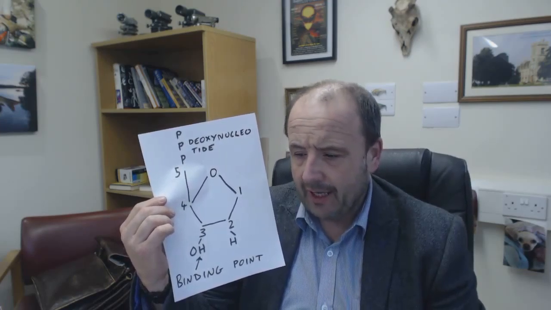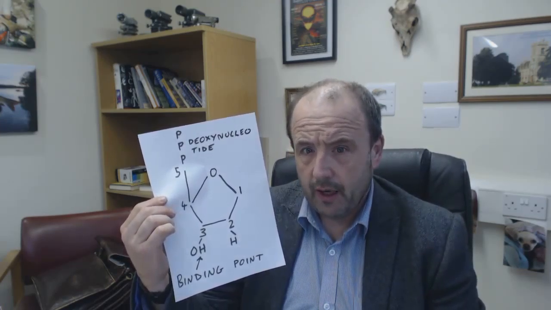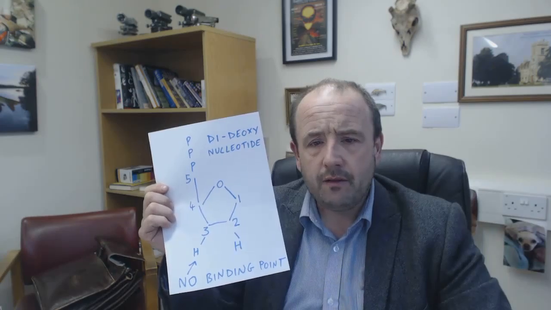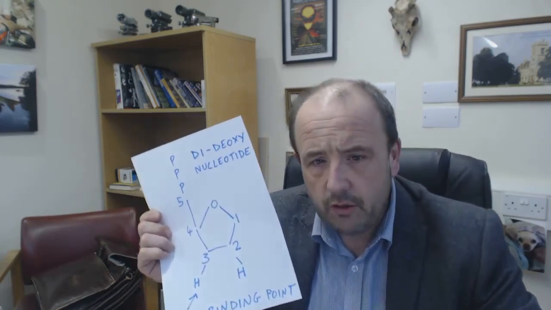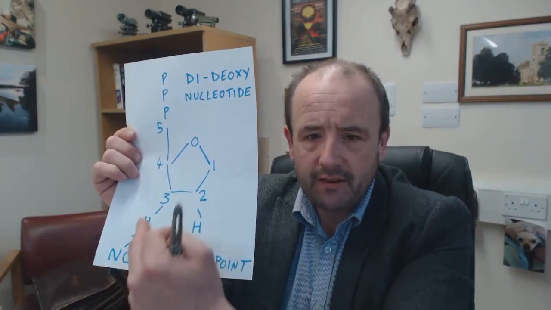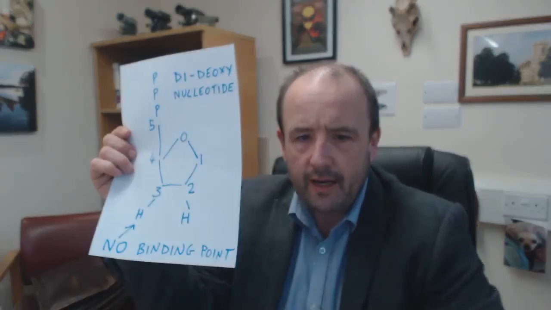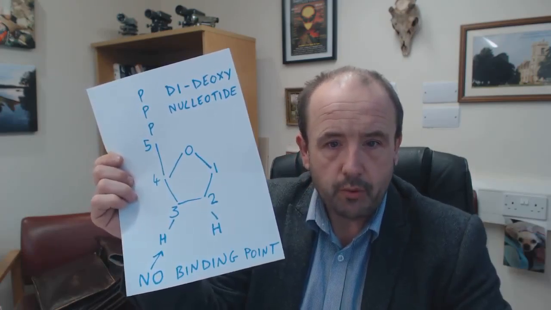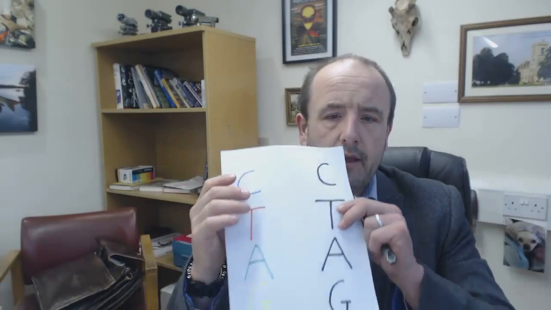With the sequencing reaction, we use a slightly different form of DNA base. Rather than a deoxynucleotide, it's known as a dideoxynucleotide. The fundamental difference with a dideoxynucleotide, as I'll show a bit further, is there is no binding point attached to carbon 3. We just have a hydrogen, not an oxygen and hydrogen, so no binding point on carbon 3. And we call these dideoxynucleotides.